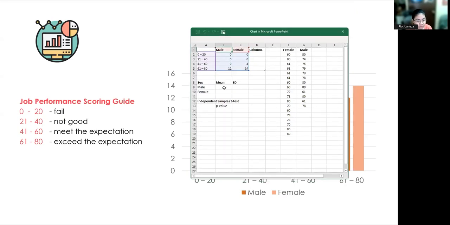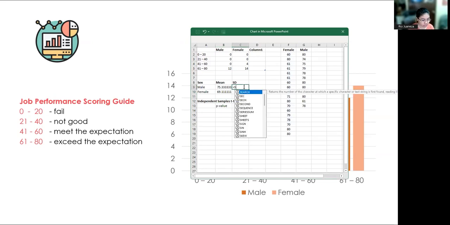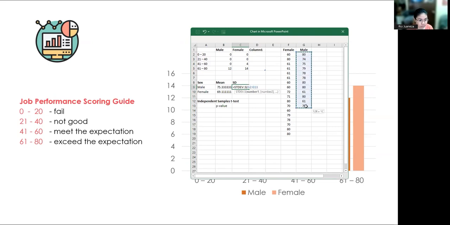Okay, again, we have to determine the mean and the standard deviation in each group. So we use again the average function for the male and also for the female. For the standard deviation, we use the stdev.s function again. And for the female, stdev.s.